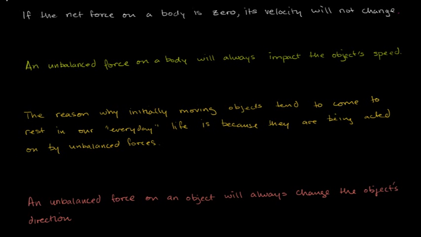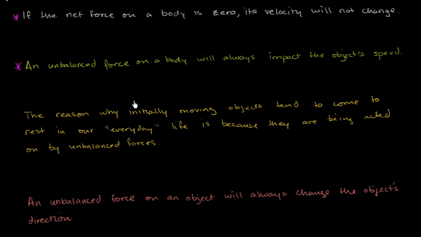Now that we know a little bit about Newton's first law, let's give ourselves a little quiz. What I want you to do is figure out which of these statements are actually true. Our first statement is, if the net force on a body is 0, its velocity will not change. Interesting. Statement number 2, an unbalanced force on a body will always impact the object's speed.